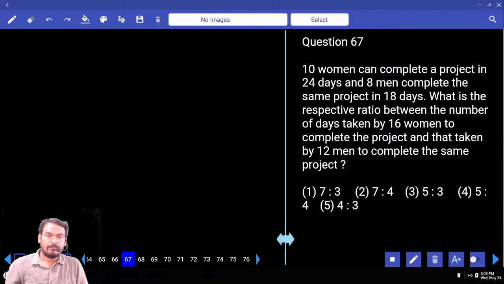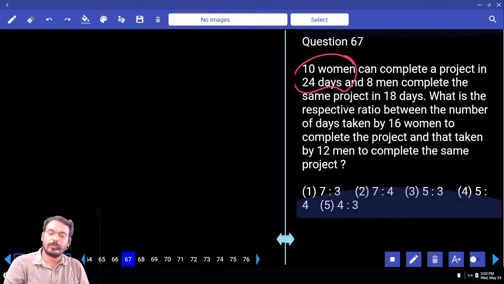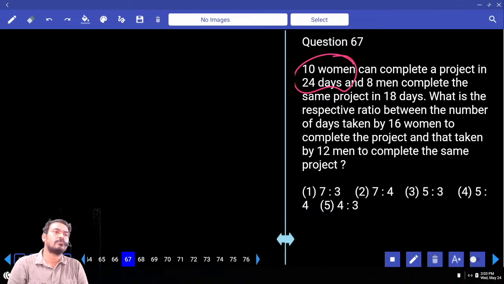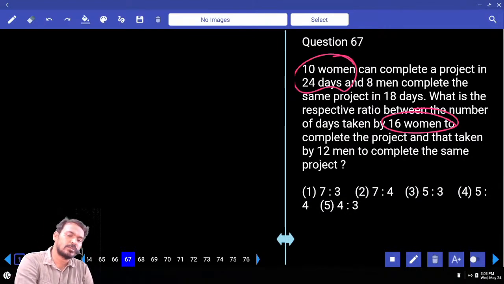Same project. First of all, 10 women can complete the whole project in 24 days. Total work 240. The same 240 is completed by how many women? 16 women. How much time is taken? 15 days.